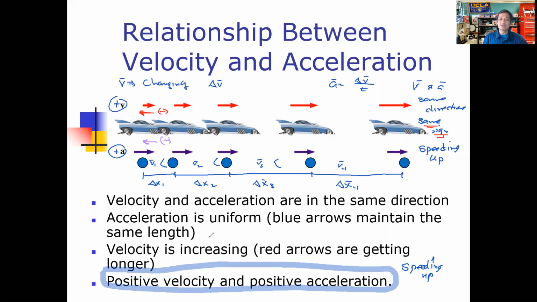So the key here is not so much that the velocity and the acceleration are positive. The key is that the velocity and acceleration have the exact same sign. If that's the case, then that's when the object is speeding up. That's what you want to look for: that these arrows are pointing in the same direction, the object is speeding up.